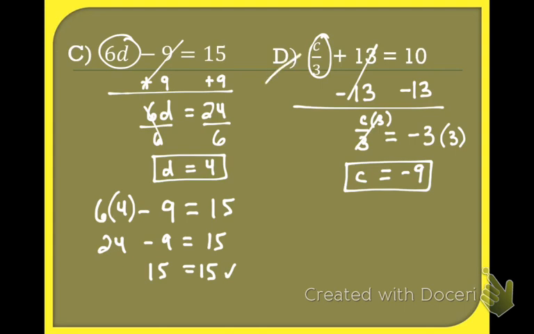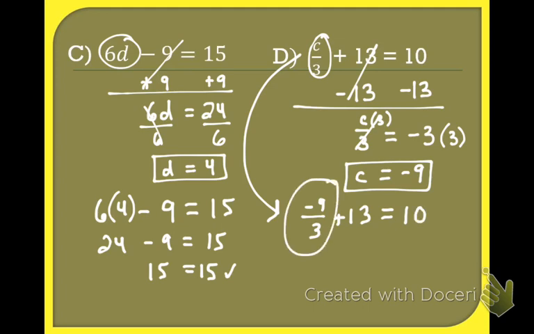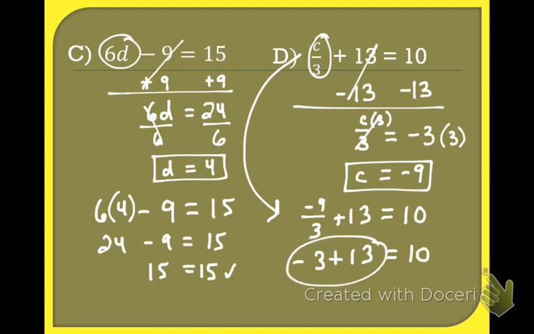Once again, let's just go ahead and check it. So you're going to bring this down. Instead of c over 3, I'm going to put negative 9 divided by 3 plus 13 equals 10. Now, let's go ahead and work this part. Negative 9 divided by 3 equals negative 3 plus 13, which equals 10. Now, same sign, add and keep, different signs, subtract and take. We know that that equals 10, and 10 equals 10.